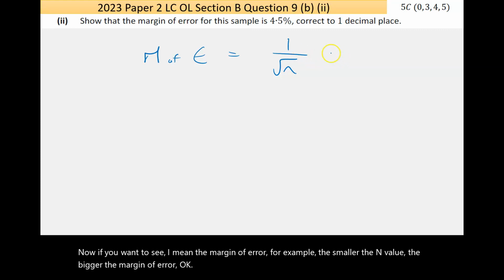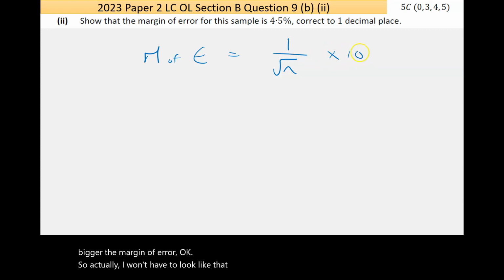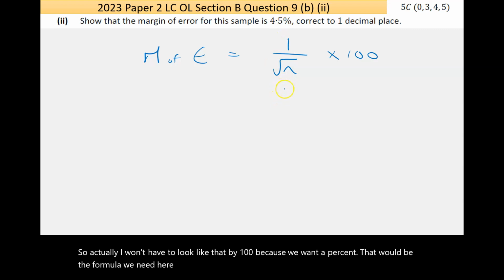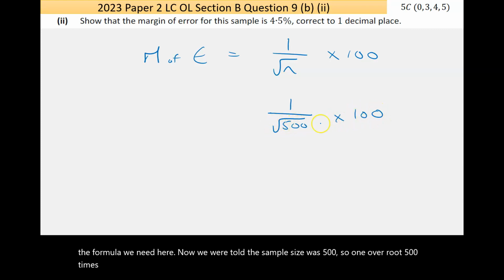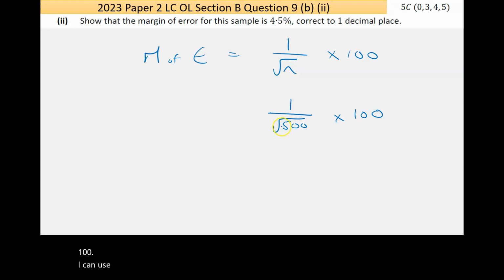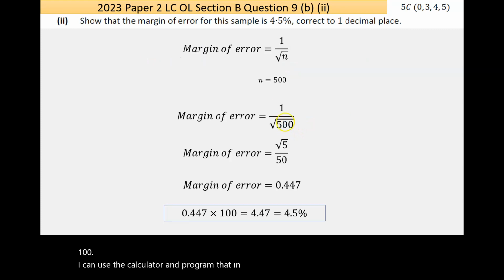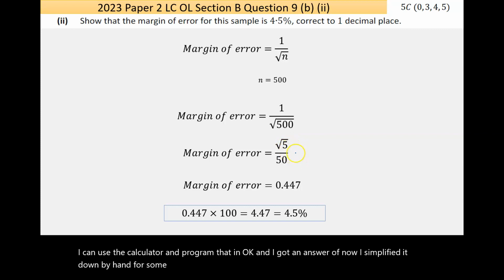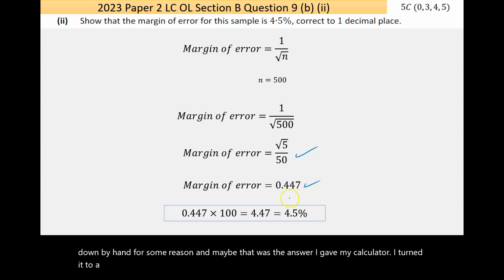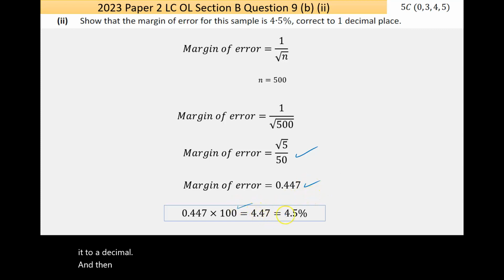So actually, I'm going to have to multiply that by 100 because we want a percent. Okay, that would be the formula we need here. Now, we were told the sample size was 500, so 1 over root 500 times 100. You can use the calculator and program that in. I turned it to a decimal and then multiplied by 100 to get a percentage, and I got 4.47%.